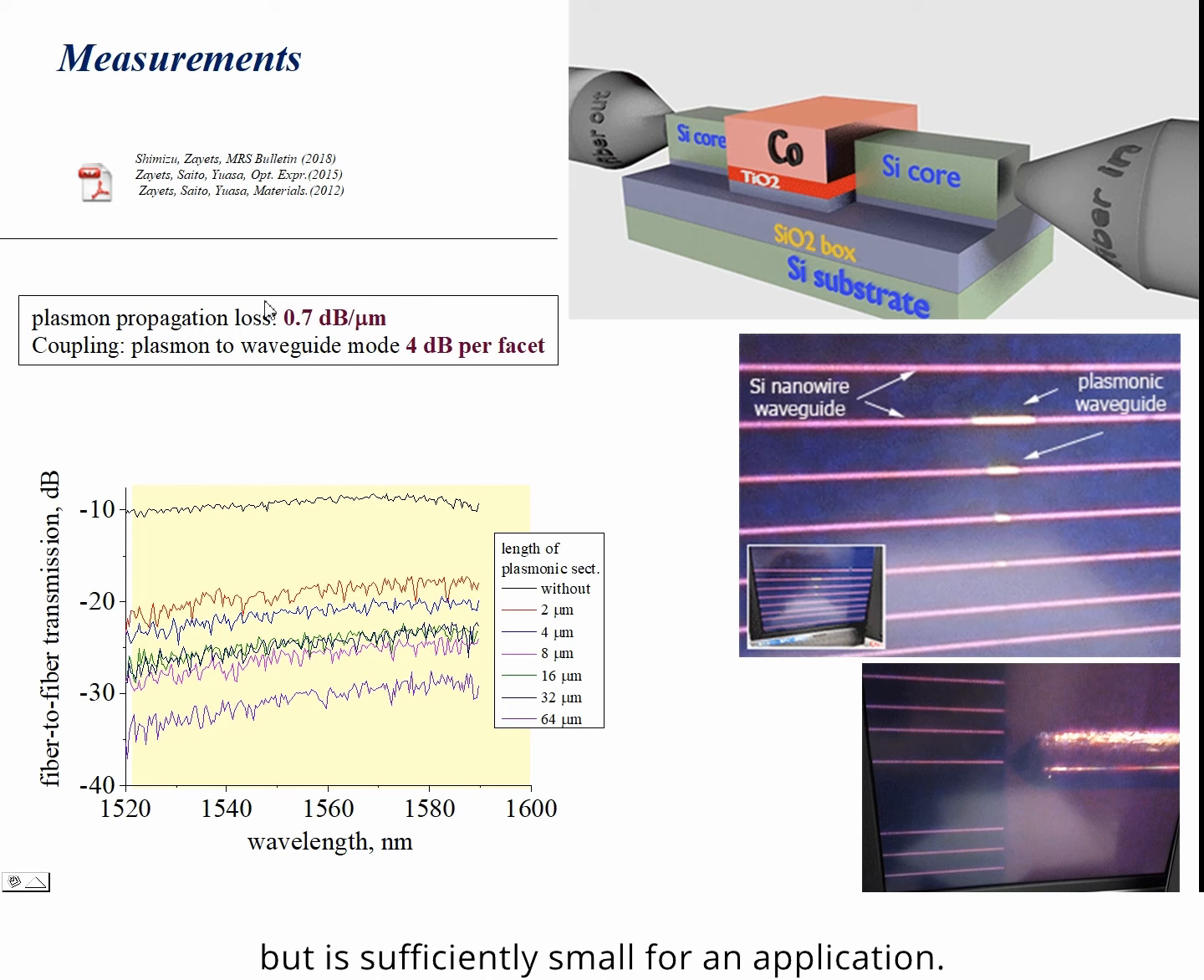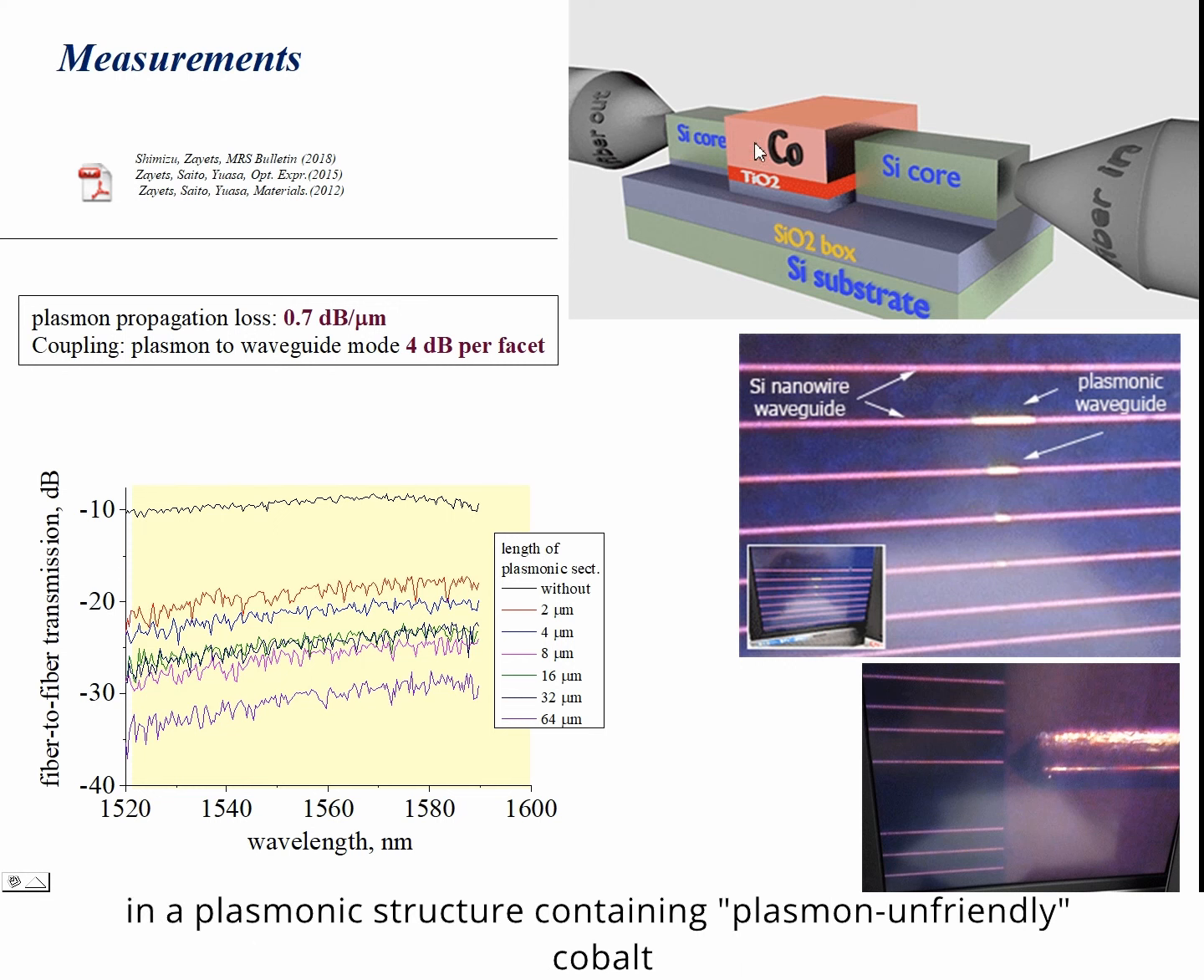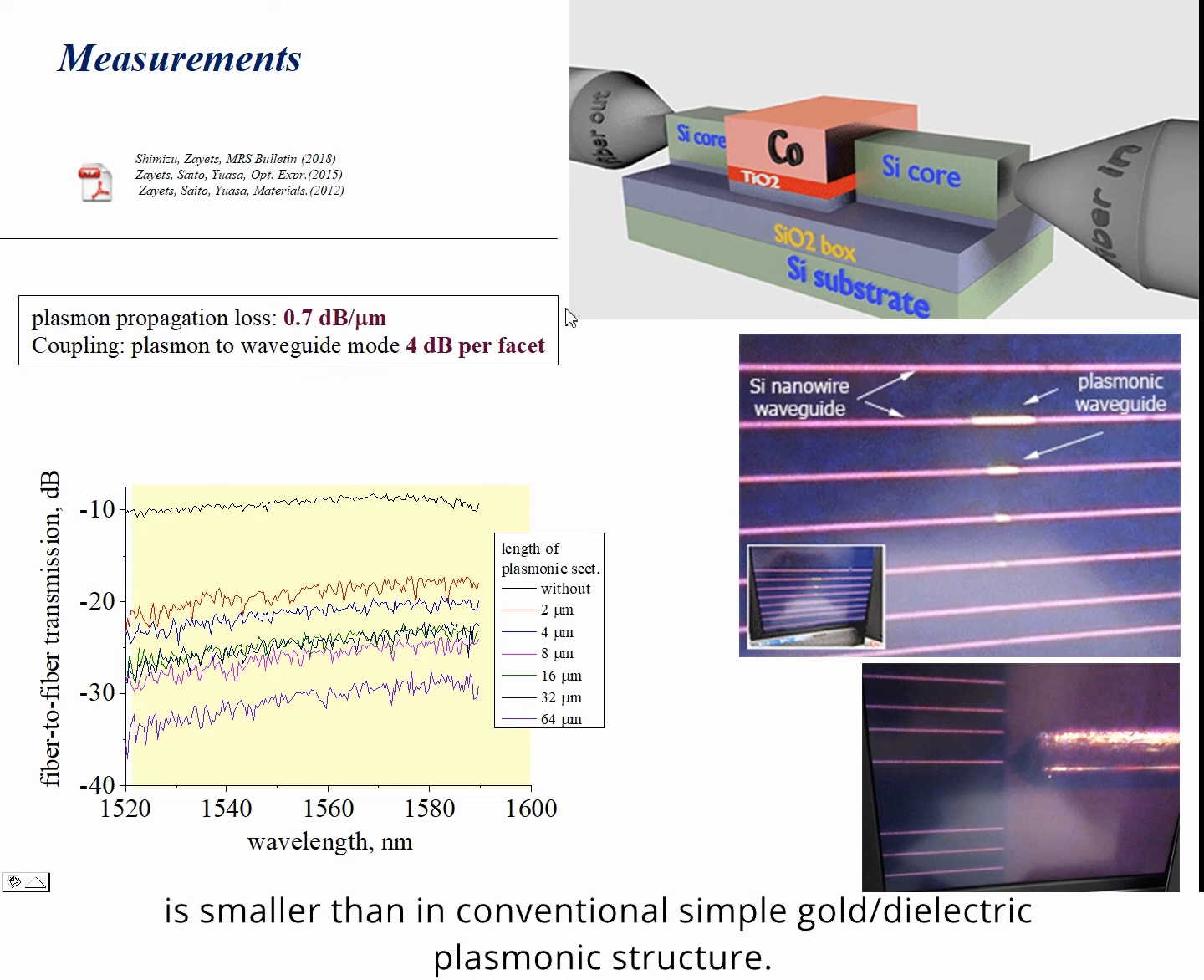For example, the achieved propagation loss in the plasmonic structure containing plasmonically unfriendly cobalt is smaller than in a conventional simple gold-dielectric plasmonic structure.